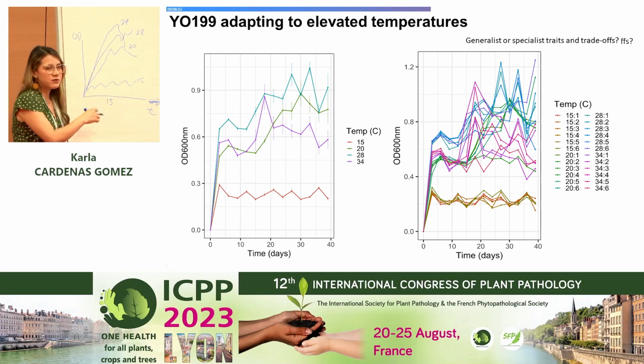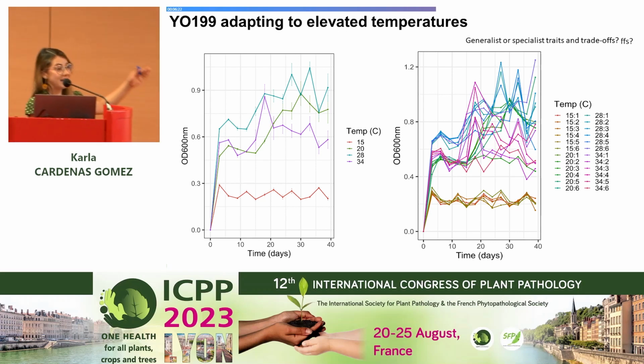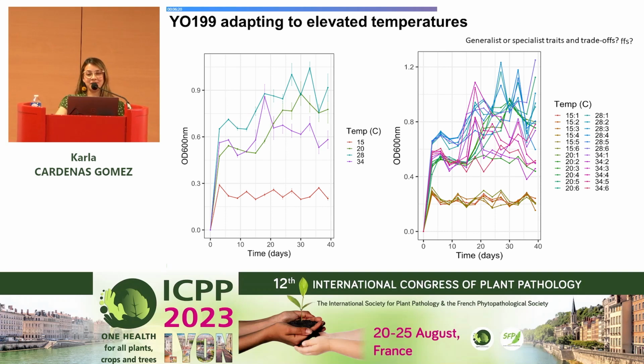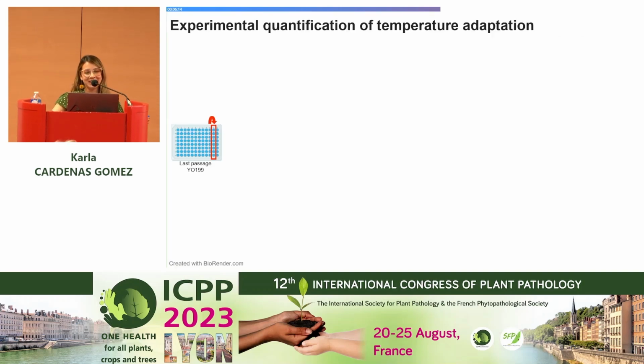So this was interesting because this bacteria, which is usually adapted to cold temperatures, was showing an increase in bacterial density at high temperatures. That led to this question that you actually can see here: if this bacteria was a generalist or a specialist.